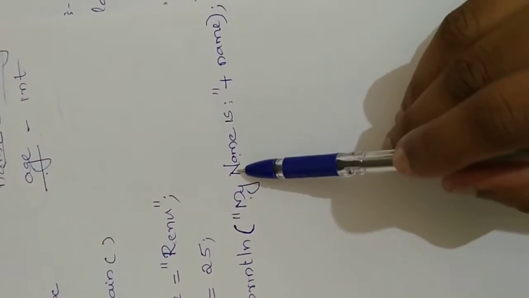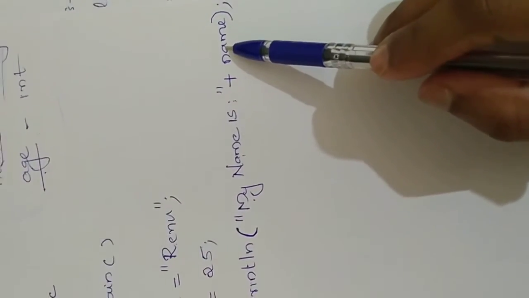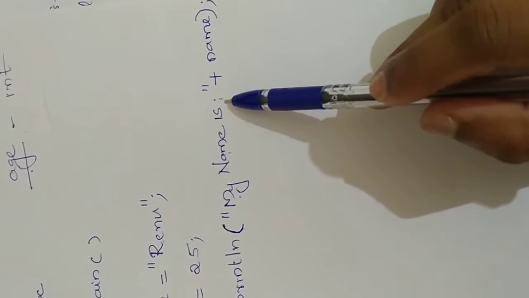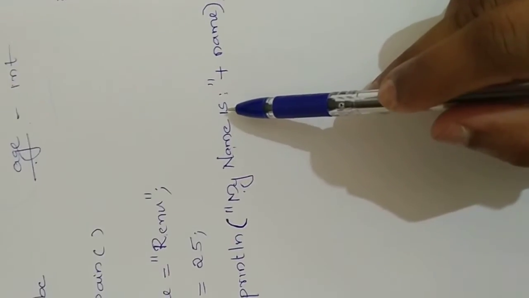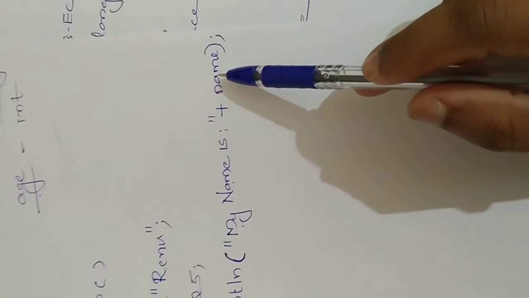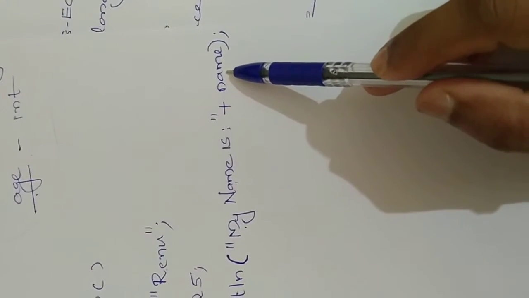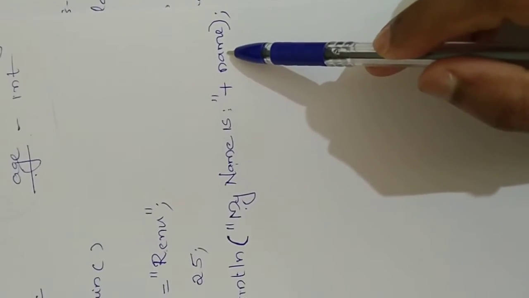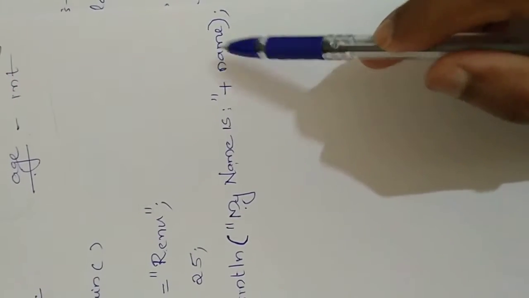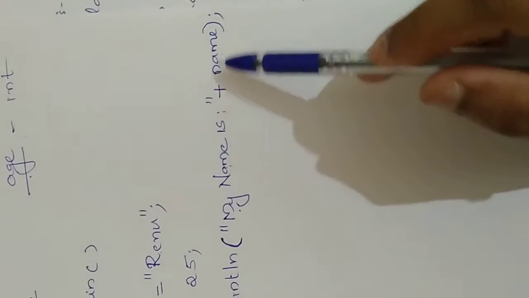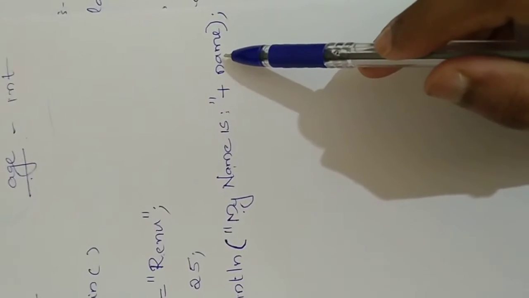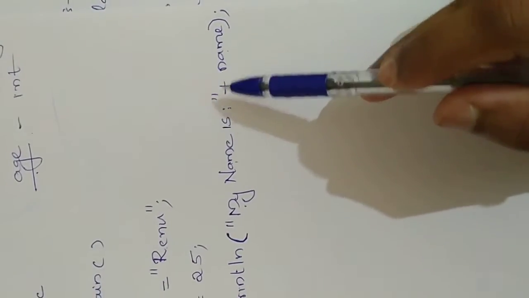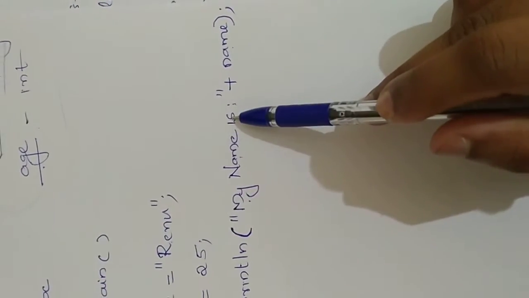Why did I put this in double quotes and why have I not put this in double quotes? Because this thing I have to print as it is. My name is, I have to print as it is, but name is a variable. Its value I have to print. So I should not put this inside the double quotes. If you want to print a variable's value, you should put it outside the double quotes.